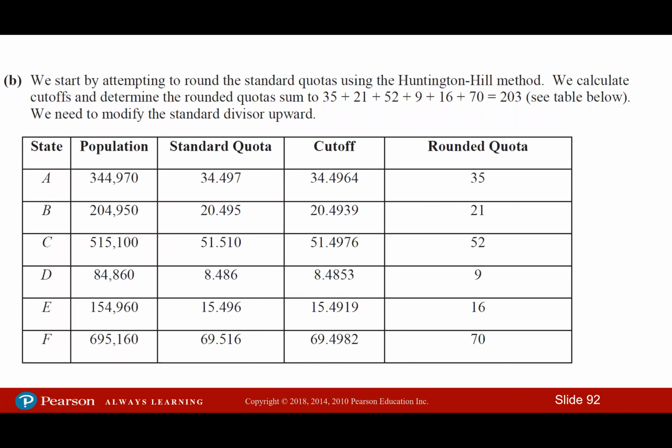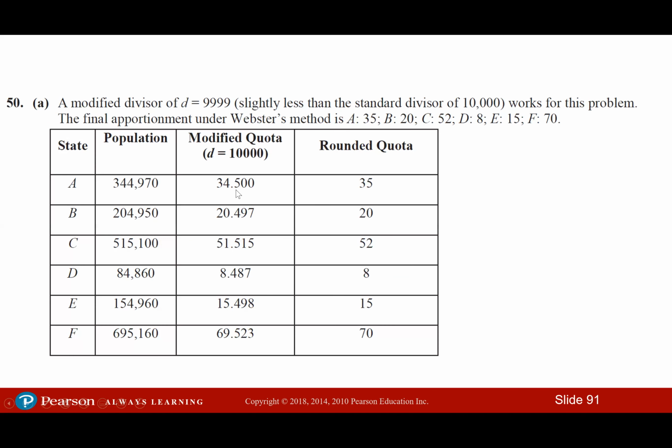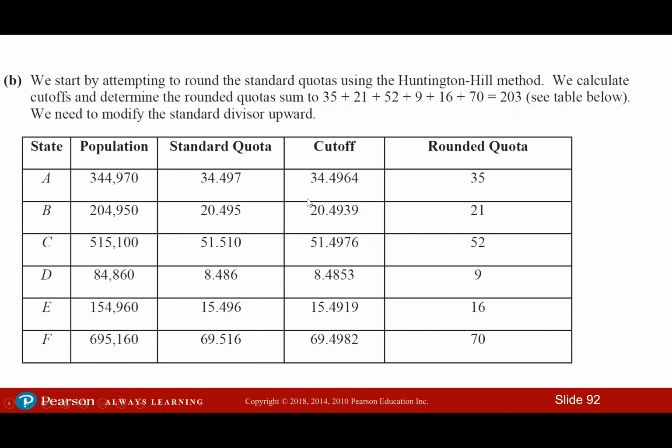Under the Hamilton-Hill method, we're using that. Notice the cutoff is slightly different. Let me go back real quick here. All right, there's your 0.5, 0.49, 0.4964, right? 0.4939. So that one gets to go up. That one gets to go up. That one gets to go up.